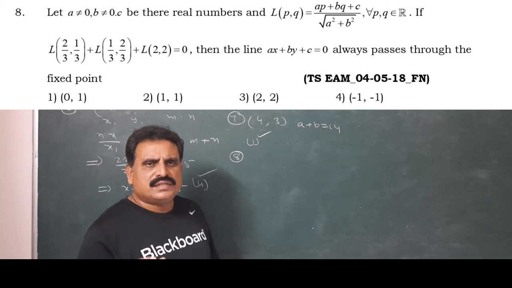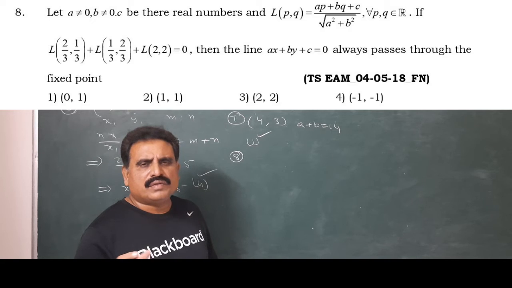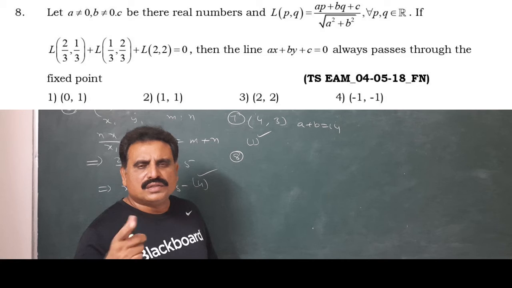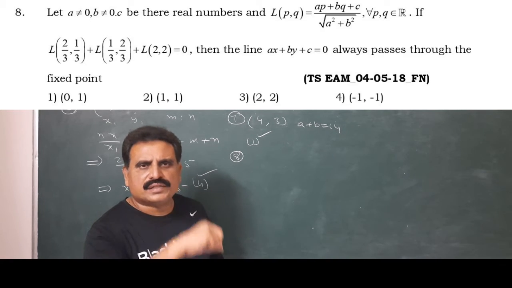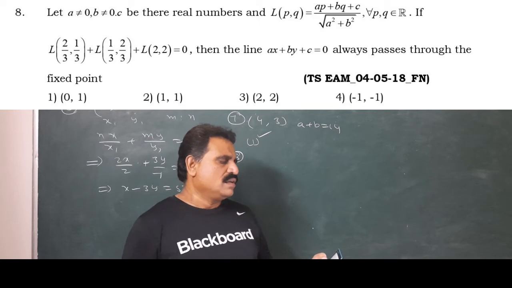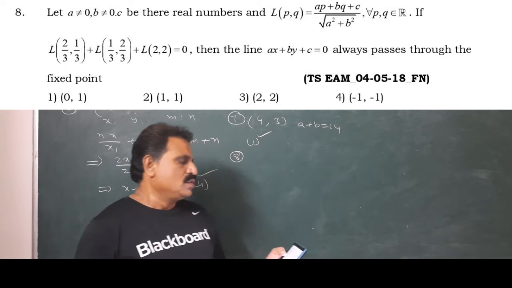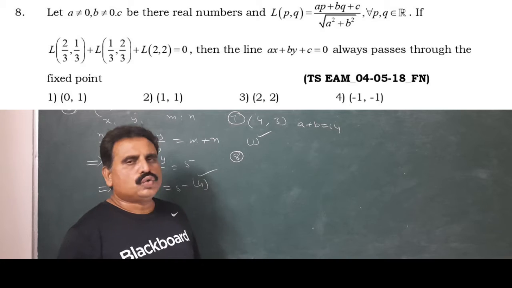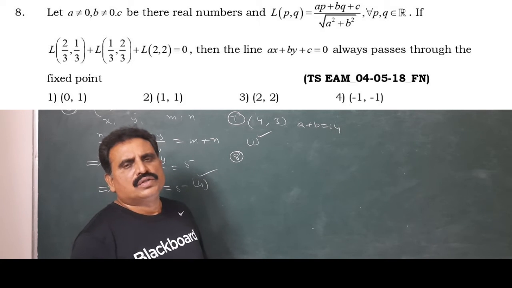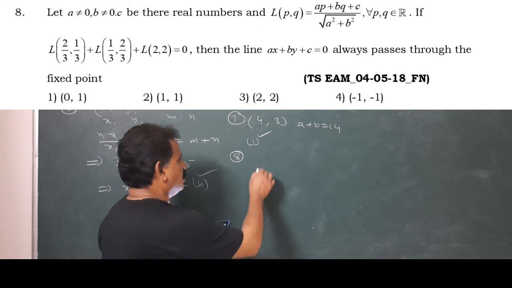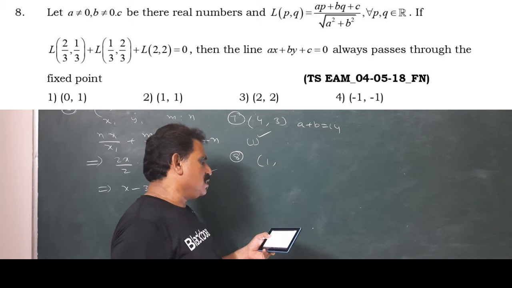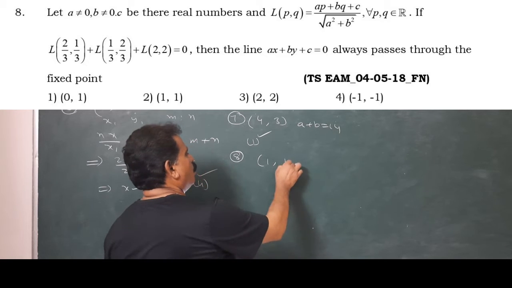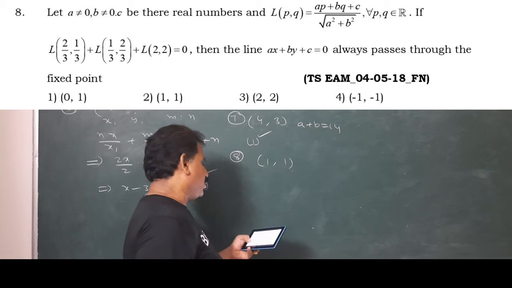That means if the sum of the signed distances from A, B, C to a fixed line is equal to 0, then the line must pass through the centroid of the given 3 points. You check that. What is the center of the 3 points? That is 2 by 3 plus 1 by 3 plus 2 by 3, that means 3 by 3, 1. Next, the sum of y coordinates: 1 by 3 plus 2 by 3, that is 1 plus 2, 3, 3 by 3, 1. So 1, 1 is the centroid of those points.